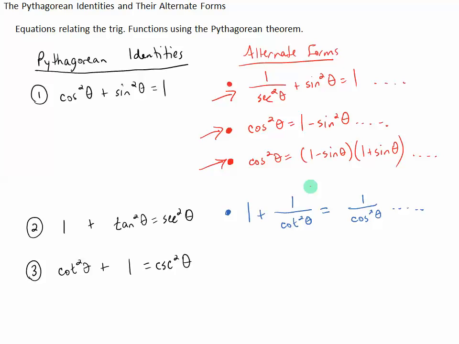Those are the Pythagorean identities. I want to close with one last thing about these. It should be obvious, but if you look at this second identity, these both have a cosine squared on the bottom, because tangent is sine over cosine and secant is 1 over cosine. And in the last one, both of these have sine on the bottom, because cotangent is cosine over sine and cosecant is 1 over sine. So they have common denominators, which might help you remember them in a different way.